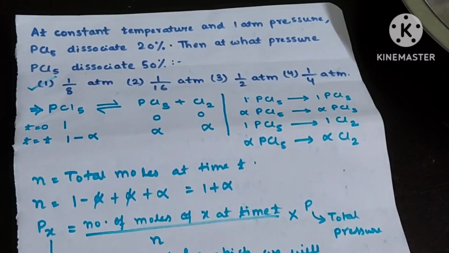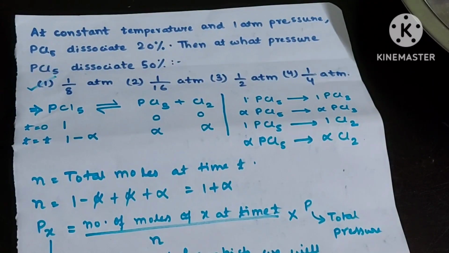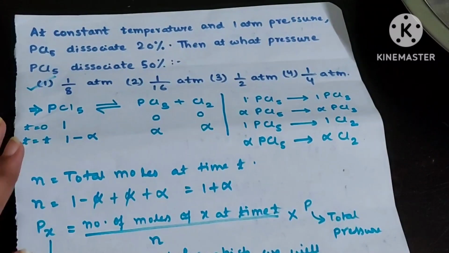This is a question from chemistry chapter equilibrium. So first let's read the question. At constant temperature and 1 atm pressure, PCl5 dissociates 20%. Then at what pressure does PCl5 dissociate 50%? And the options are given.